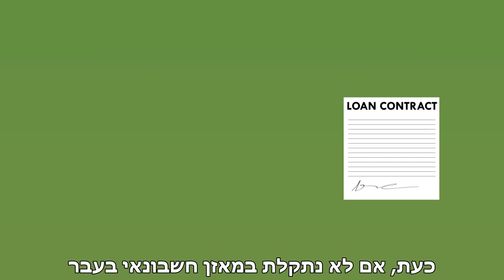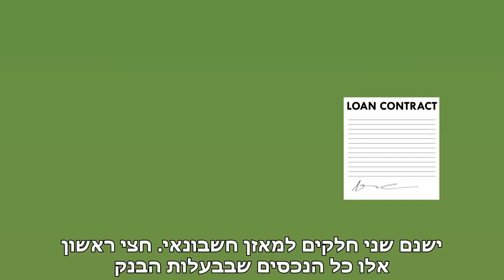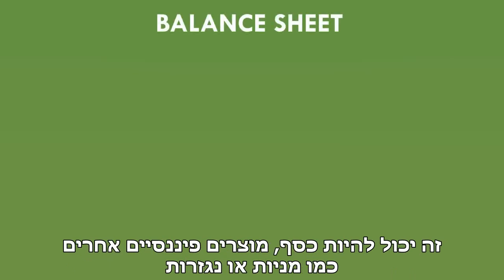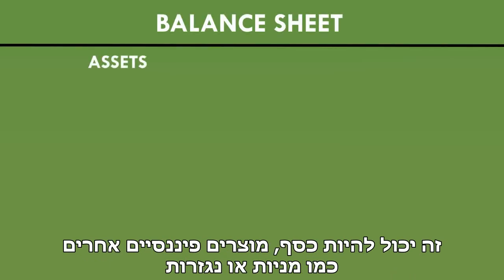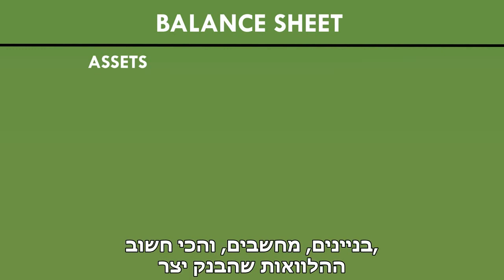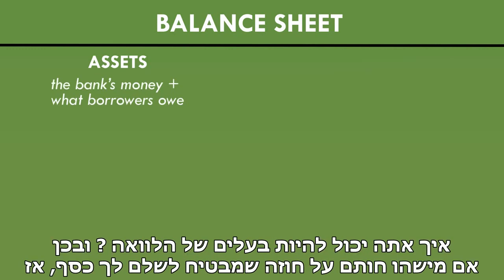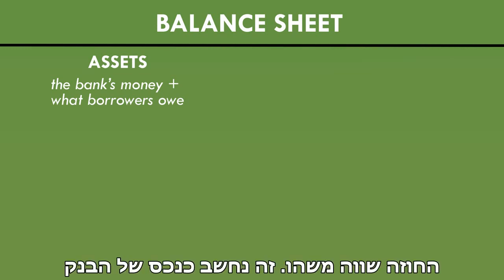Now, if you haven't come across a balance sheet before, don't worry, it's pretty simple. There's 2 parts to a balance sheet. One half records all the things that the bank owns. This could be money, other financial products like bonds and derivatives, bank buildings, computers, and most importantly, the loans it's made. How can you own a loan? Well, if someone signs a contract promising to pay you money, then that contract is worth something. It's considered an asset of the bank.